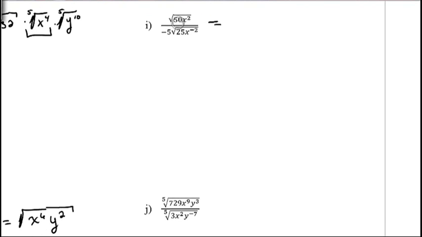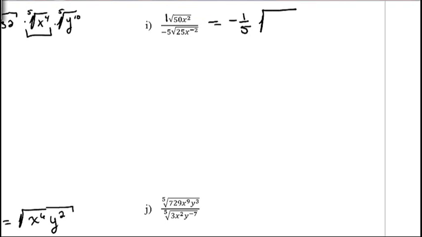Next, we have the square root of 50x squared divided by negative 5 times the square root of 25x to the negative second. So when there isn't a number in front of either a radical or a parenthesis or a variable, there's always an implied 1. So you can imagine that there's an implied 1 right there. And so the number that we have in front of our radicals is 1 divided by negative 5. And so that's going to be negative 1/5.